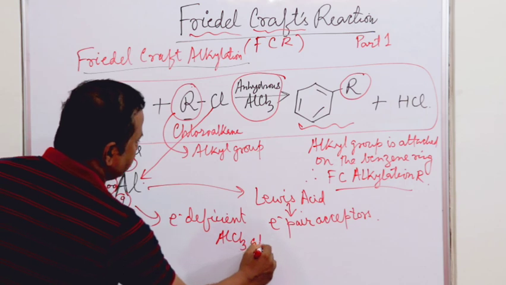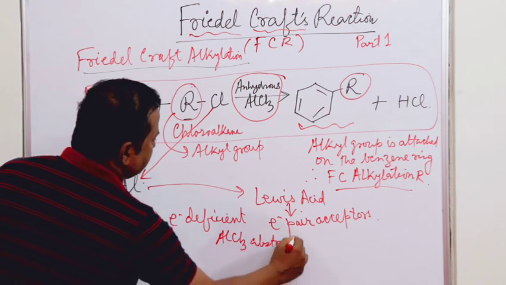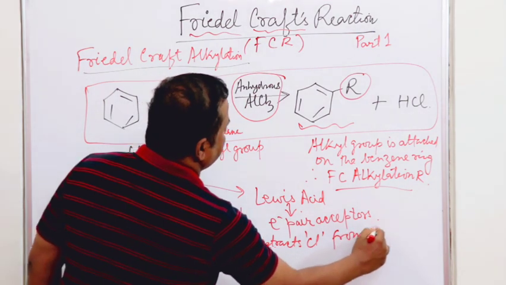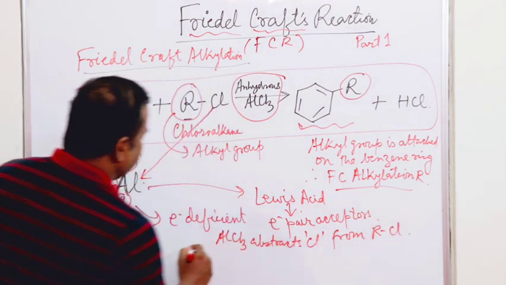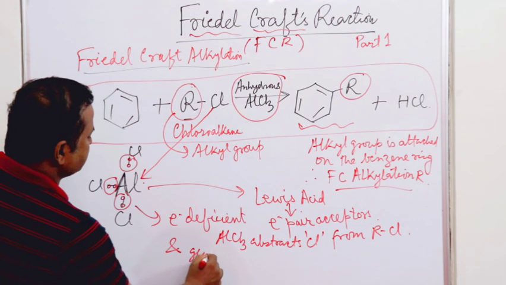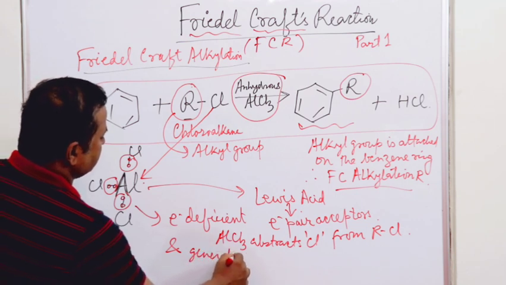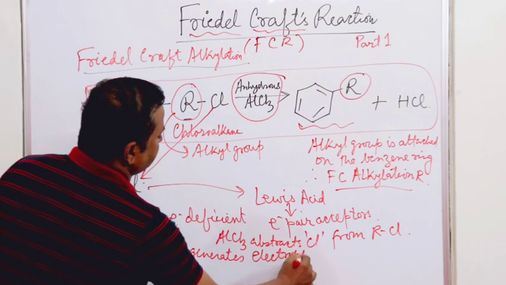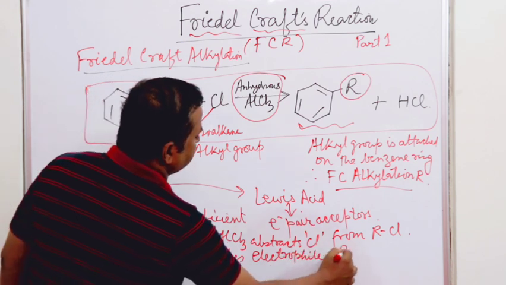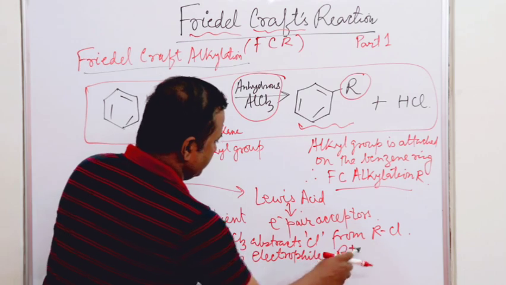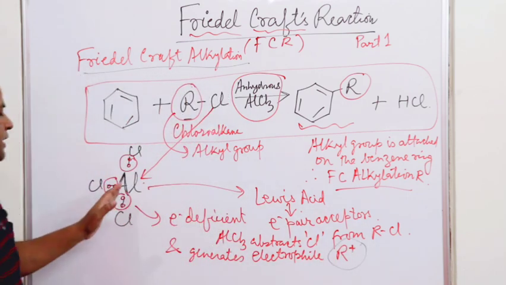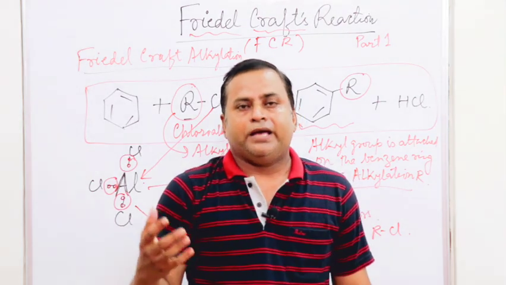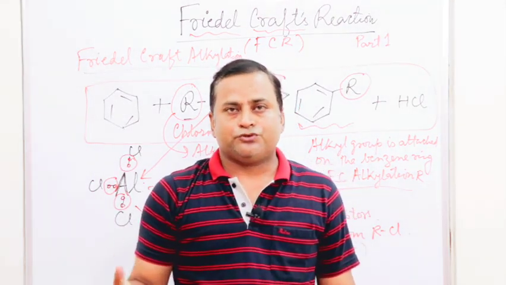So this AlCl3 abstracts Cl from RCl and generates an electrophile. It helps in the generation of electrophile R plus. Okay, so the purpose of AlCl3 is to help in the generation of an electrophile.